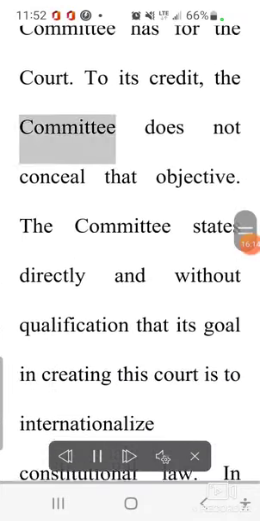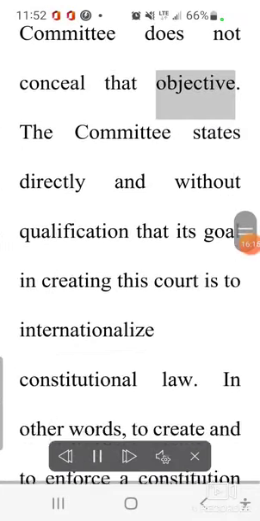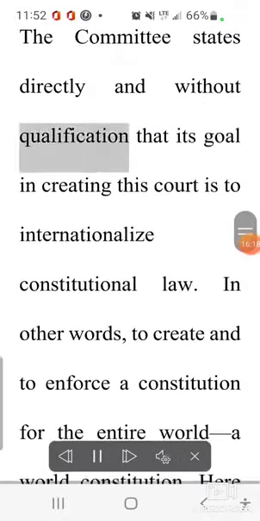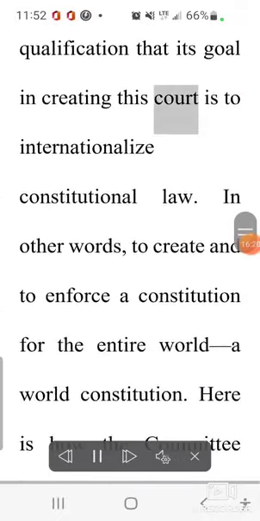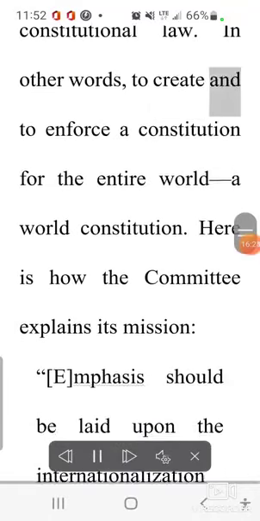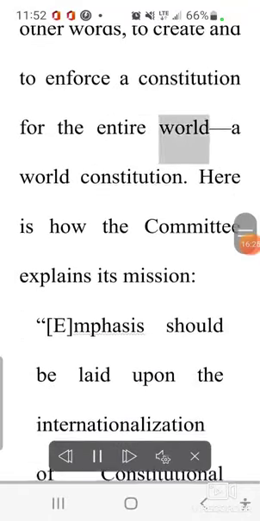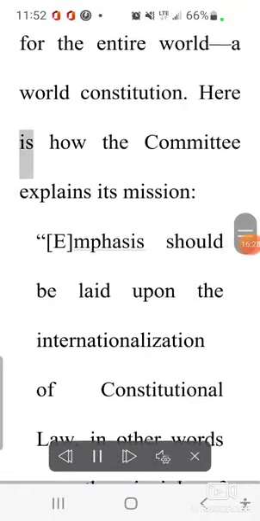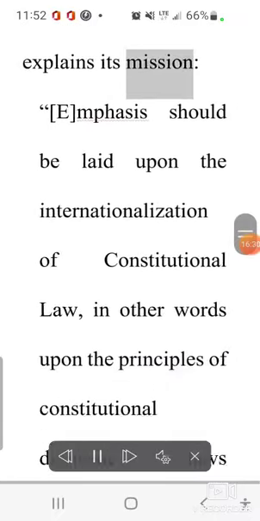To its credit, the committee does not conceal that objective. The committee states directly and without qualification that its goal in creating this court is to internationalize constitutional law. In other words, to create and to enforce a constitution for the entire world, a world constitution. Here is how the committee explains its mission.